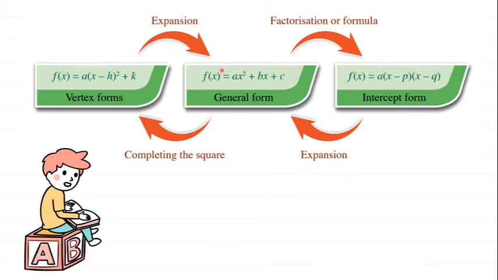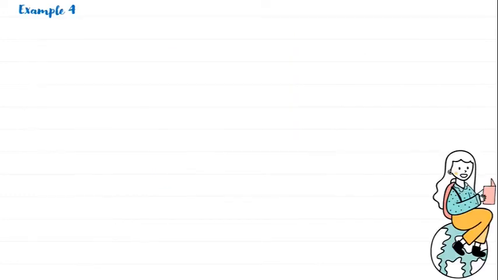And then from general form here, if you want to do vertex form, you will need to do completing the square. Do you still remember how to do completing the square? Okay, let's recall after this. Okay, example 4.